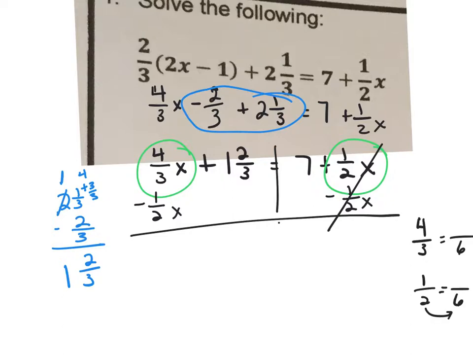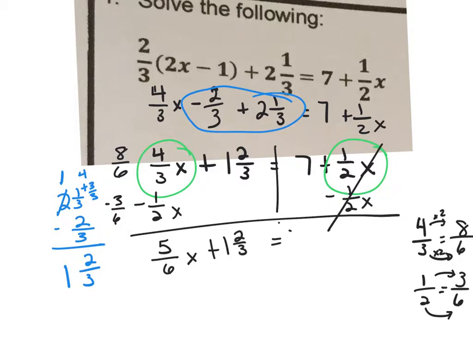And so we would do 2 times 3 to get 6, so 1 times 3 would give me 3, so this would be 3/6. 3 times 2 is 6, so 4 times 2 is 8. So we have to think of this really as 8/6 minus 3/6. So that would give us 5/6 x, and then we would leave plus the 1 2/3 equals 7.